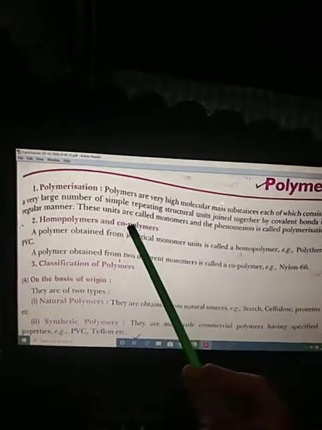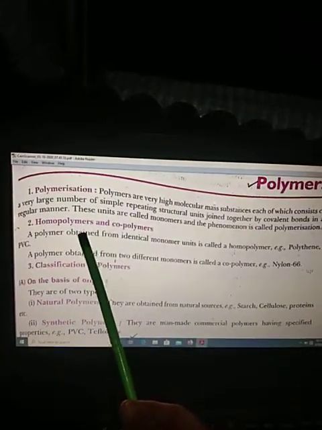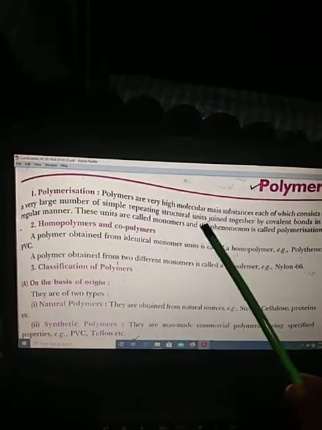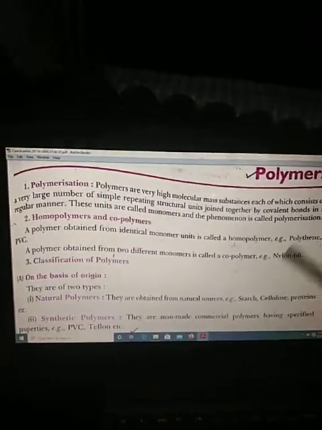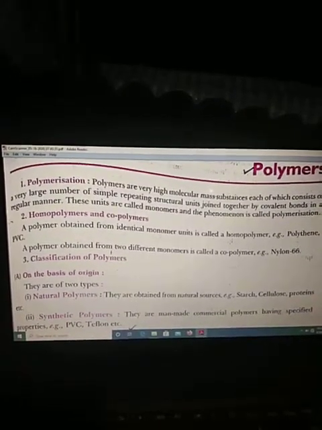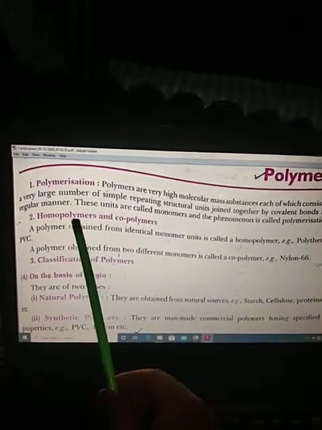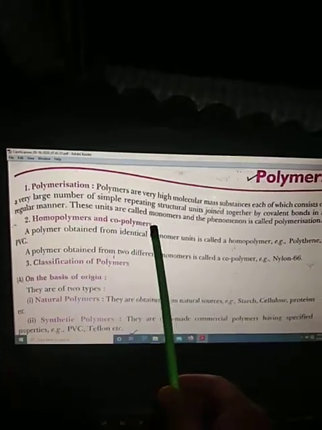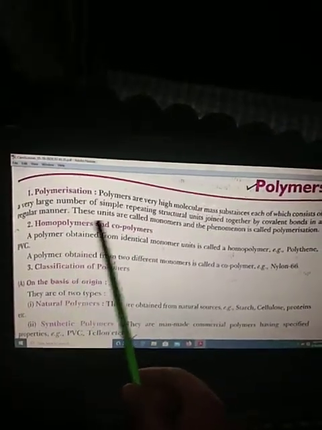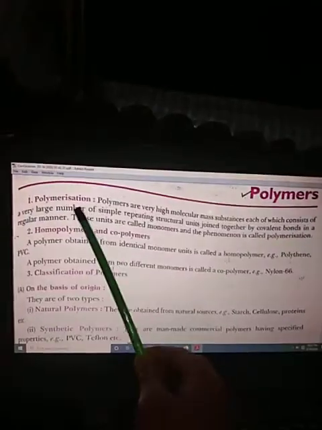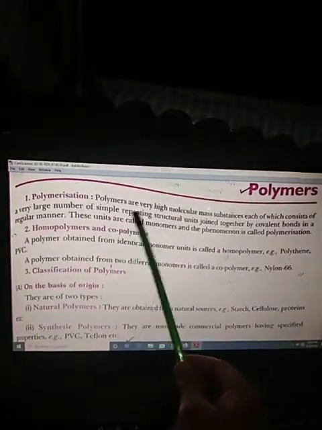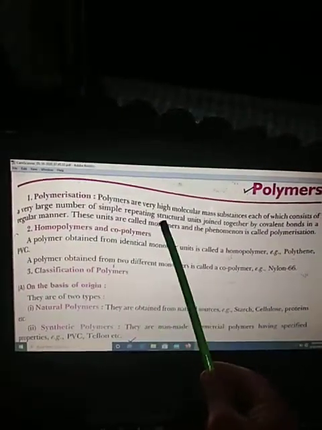Now the classification of polymers. So polymers have been classified on different bases. Okay, so we'll be seeing one by one. Say for example we have got homopolymers and copolymers. Homopolymers and copolymers, let us see the definition and example for this. Homo means same, and co means different. Now let us see what is same and what is different.